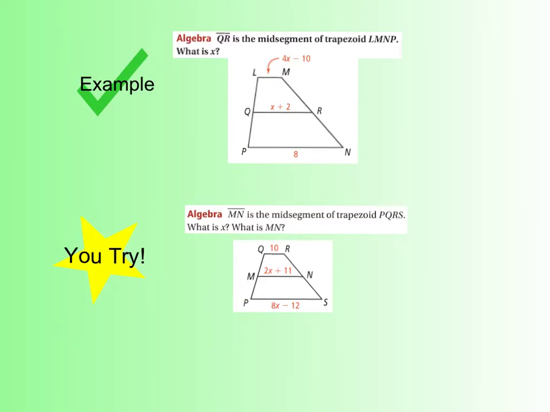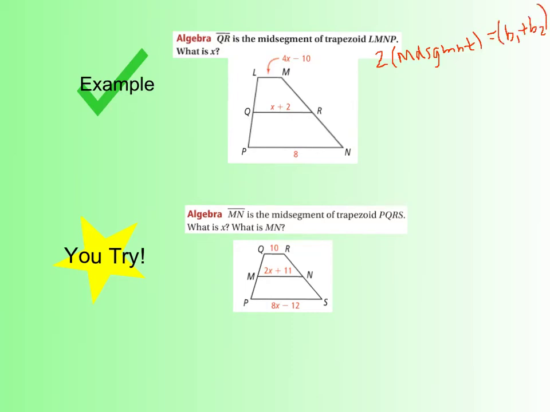All right, so our first example, I have this trapezoid drawn for me, and they tell me that QR is the midsegment. So this thing is my midsegment, which tells me 2 things. One, QR is parallel to LM and PN. But that doesn't help me find my value of x. What helps me find my value of x is that special relationship, which remember we just wrote down: 2 times the midsegment equals base 1 plus base 2.